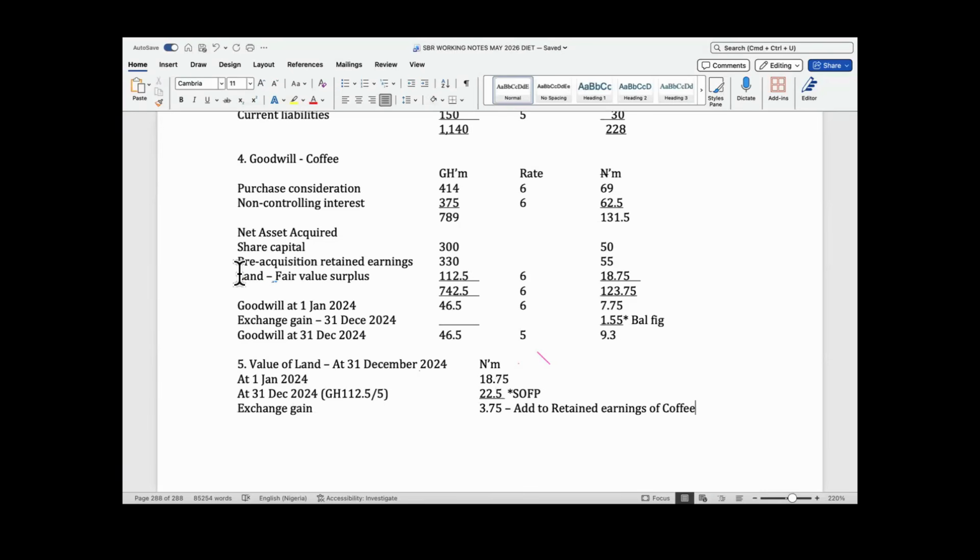So I know that this value of land, and the reason I'm dealing with this is because I know there's a corresponding debit. It's a balancing figure here. So what is coming to this cancellation is the reserve. The other leg is the value of land. This is the value at the beginning. The value at the end will not be the same because of translation, to be translated at closing rate, giving rise to exchange gain. I know that my exchange gain, I will add it to retained earnings of coffee. It's going to P&L squared.